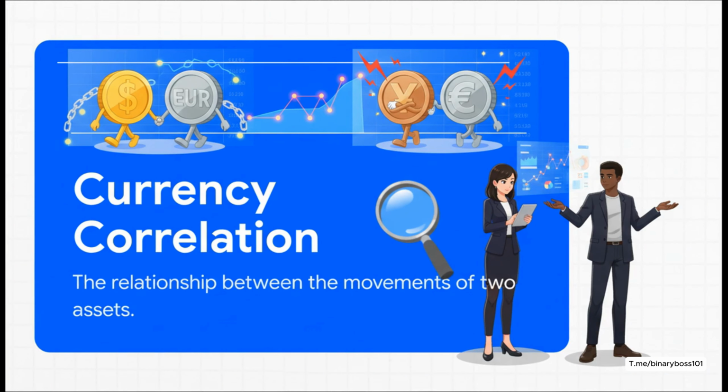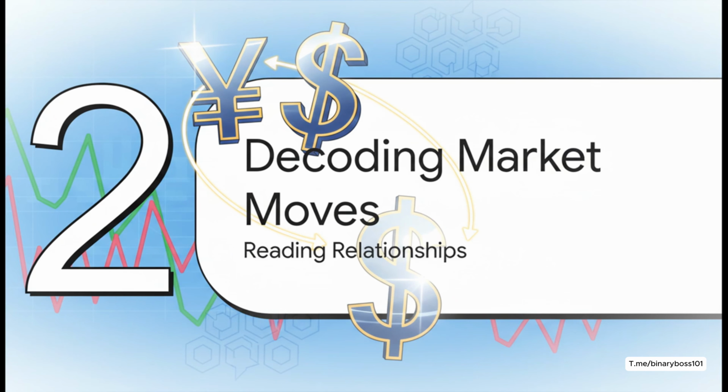Okay, so let's get right to it. The key concept here is called currency correlation, and honestly, it sounds more complicated than it is. Put simply, it's just a way to measure how two different assets, say two currency pairs, tend to move. I like to think of it as mapping out the friendships and the rivalries inside the market. Who are the allies and who are the enemies? So how do we actually read these relationships?